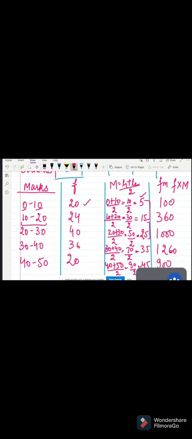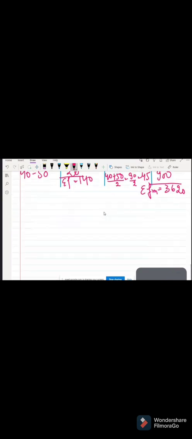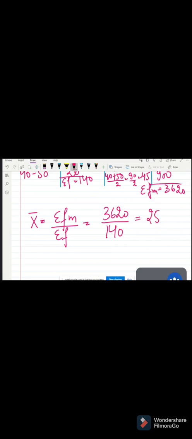So the total of this is 3620 and the total of frequency is 140. So how can you calculate mean by this method? Direct method, sigma fm divided by sigma f. So 140 is the total of frequency. So 25.86 is your answer.